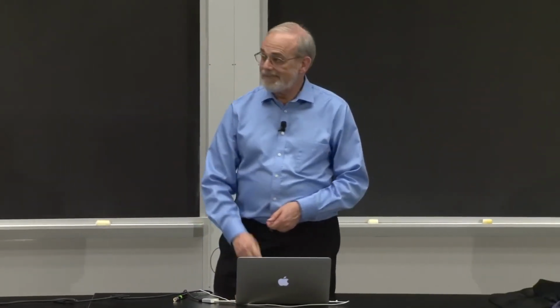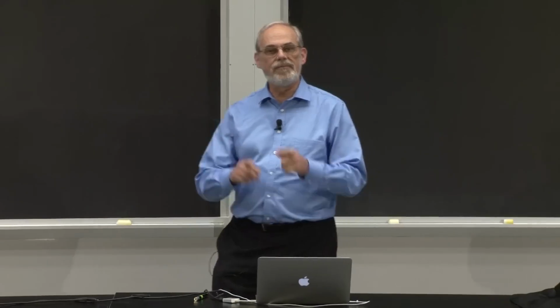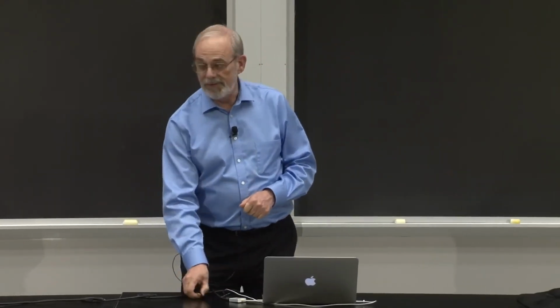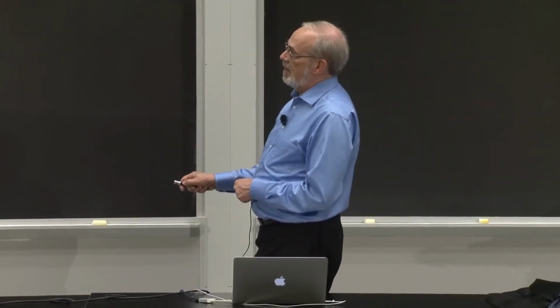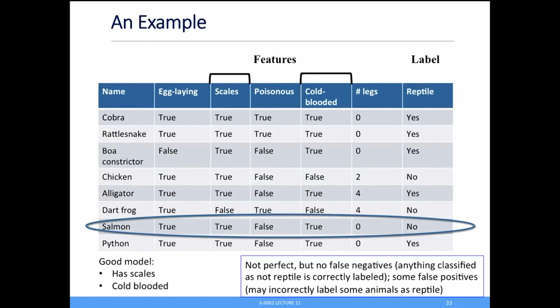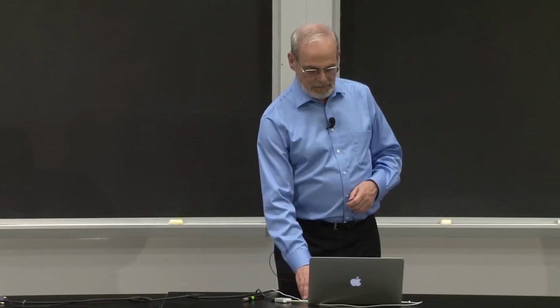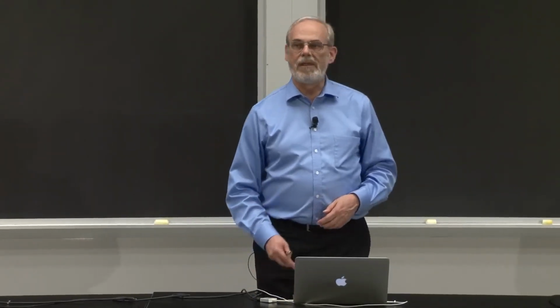It won't be perfect. It's going to incorrectly label the salmon. But I've made a design choice here that's important. And the design choice is that I will have no false negatives. What that means is there's not going to be any instance of something that's not a reptile that I'm going to call a reptile. I may have some false positives. Sorry, I did that the wrong way. A false negative says everything that's not a reptile, I'm going to categorize that direction. I may have some false positives in that I may have a few things that I will incorrectly label as a reptile. And in particular, salmon is going to be an instance of that.